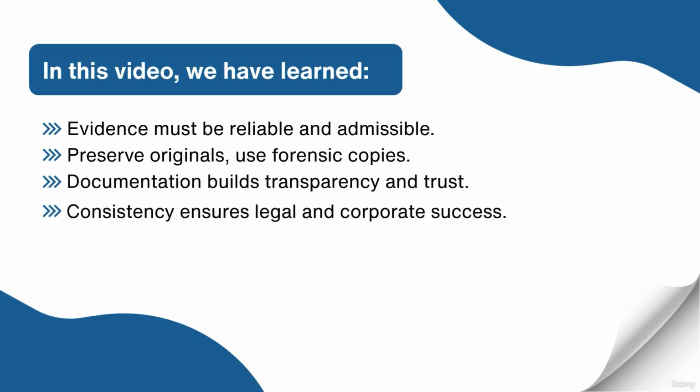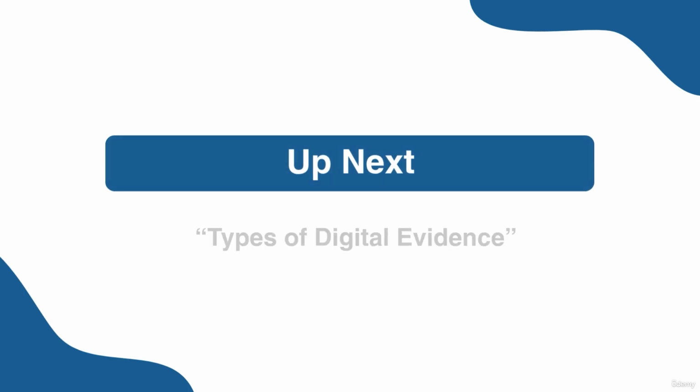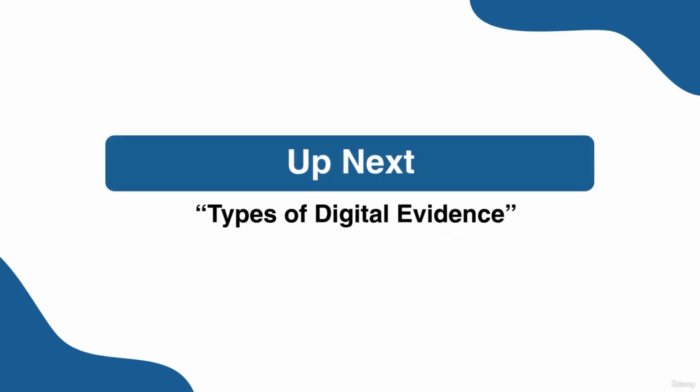Now that we have seen how investigators follow the forensic process, the next question is, what exactly are they looking for? In the next video, we will explore the various types of digital evidence, from files and logs to network traces and mobile data, and how each one helps piece together the digital puzzle.